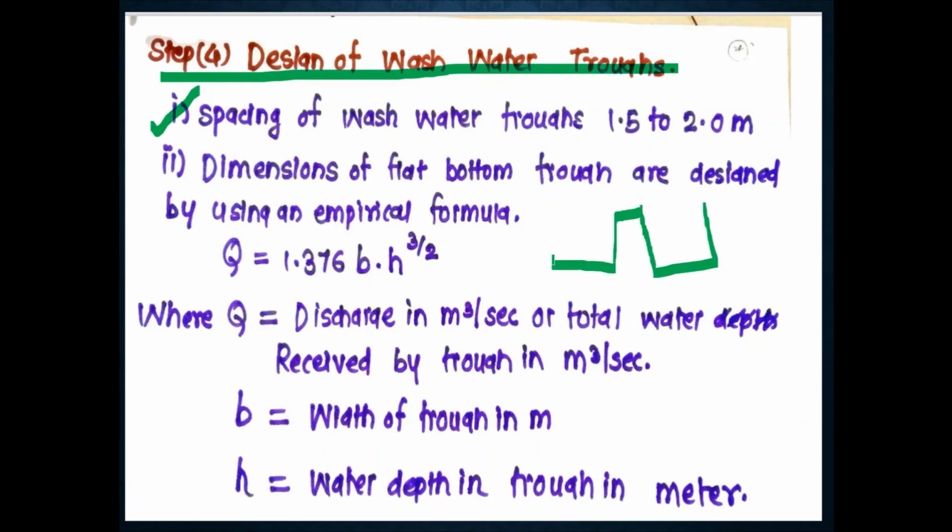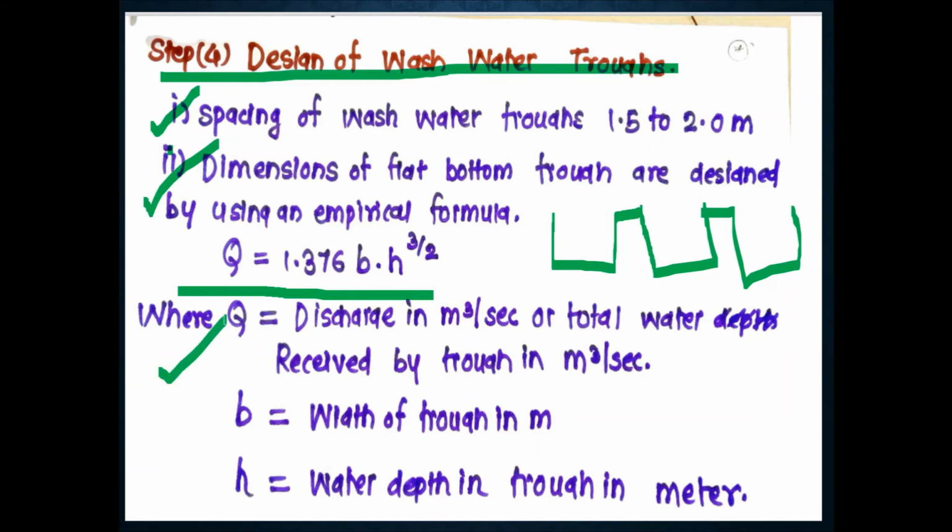Suppose this is one trough, second, third trough. The dimensions of a flat bottom trough are designed by using an empirical formula: Q is equal to 1.376 B into H raised to 3 by 2. And Q is not your demand in million liters per day.